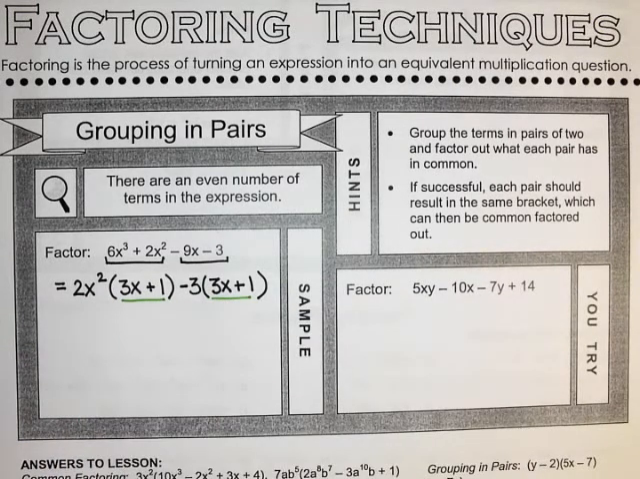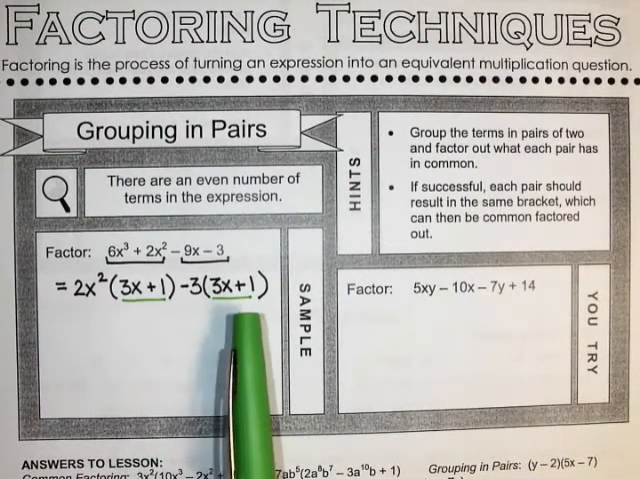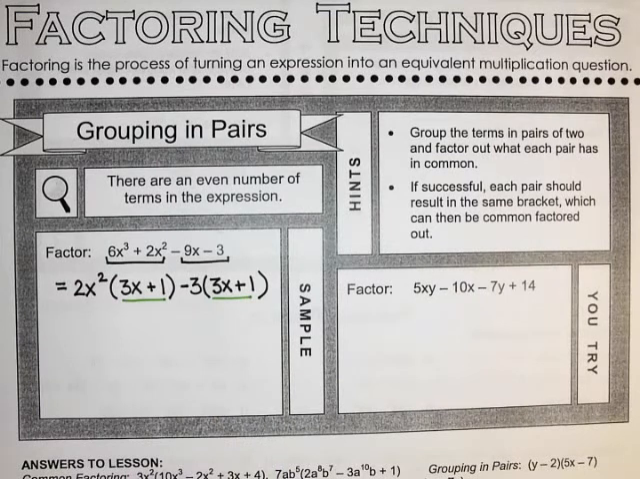So not everything factors by grouping in pairs, even if it has an even number of terms. In order for the grouping in pairs to work, you need to get two brackets that are identical. And if you don't, then this is not the right factoring method to choose.